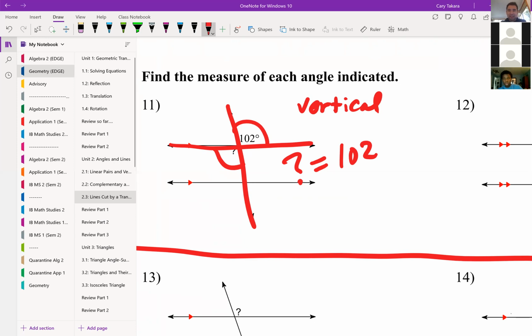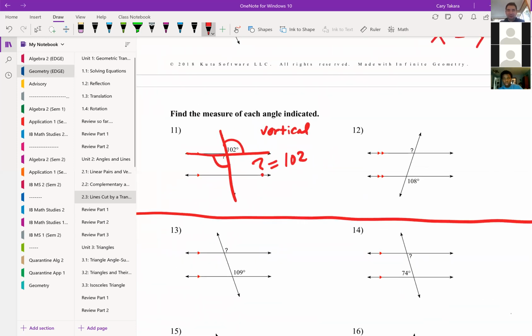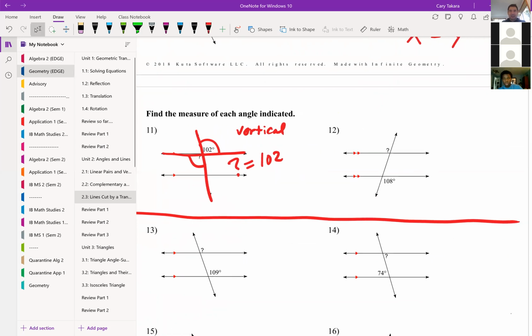All right, let's do the last one. Okay, we are almost done, guys. How would you name number 12? It's this angle and this angle. Very good, Logan. You've got it. Anybody else?